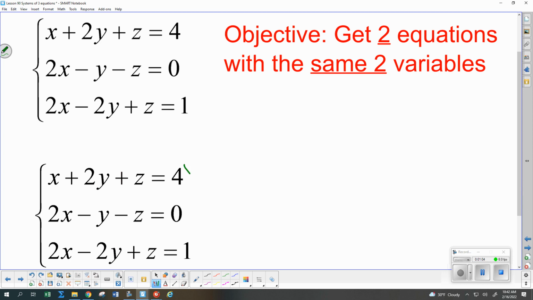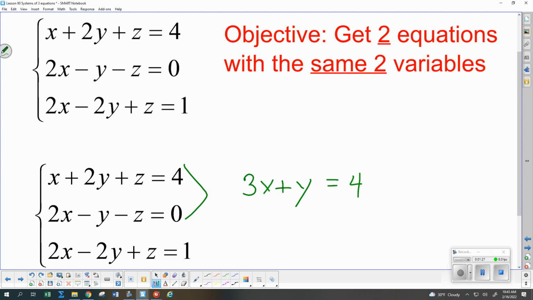If I take these two, will my z's cancel out? If I just add these two rows together, 3x plus y, the z's go away, equals 4. Check my work on that. Does that look right to you guys? Okay, now I need to get a different pair.